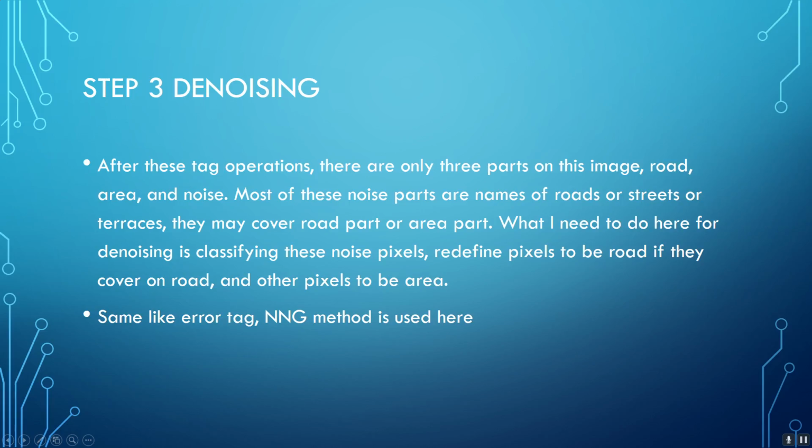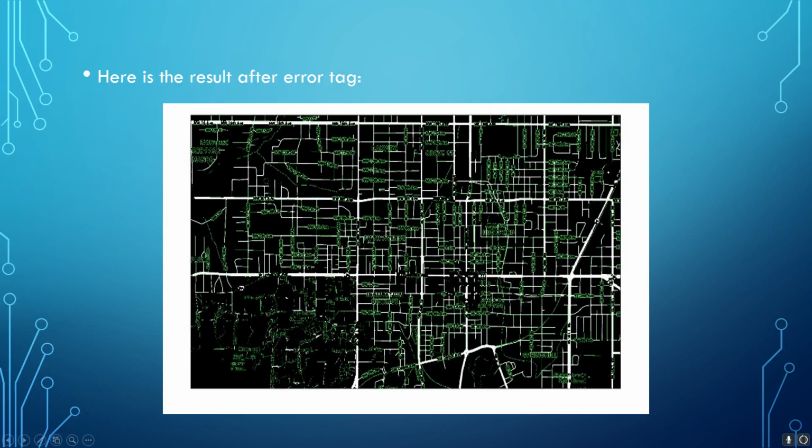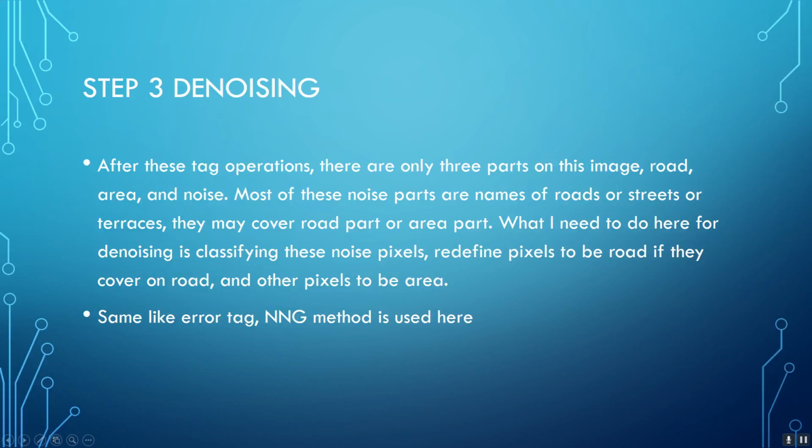What is denoising? After these tag operations, there are only 3 parts on this image: road part, area part, and noise part. Most of these noise parts are names of roads and streets or terraces. So we can see here there are a lot of names. They are all names. We need to remove these noise pixels. So what I need to do here for denoising is classifying these noise pixels. Redefine pixels to be road if they cover a road, and other pixels to be area.